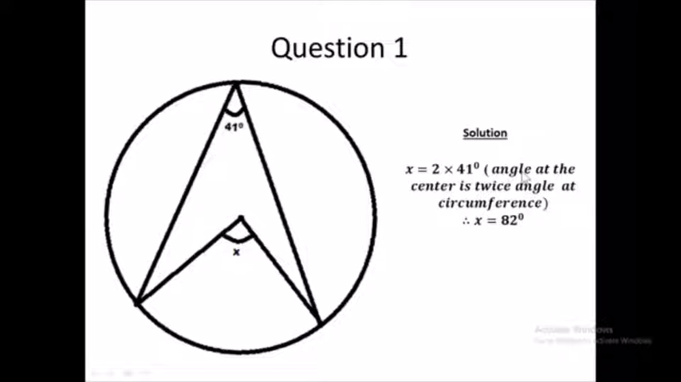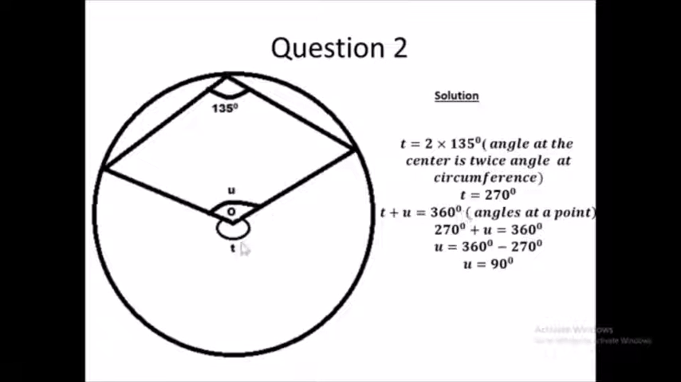And don't forget that anytime you are talking about circle geometry or anything involving angles, you must always give the reason why the answer is like that. The reason why this angle is 82 degrees is because the angle at the center is twice the angle at the circumference. And that one is very simple to do. Let's move to the next question.